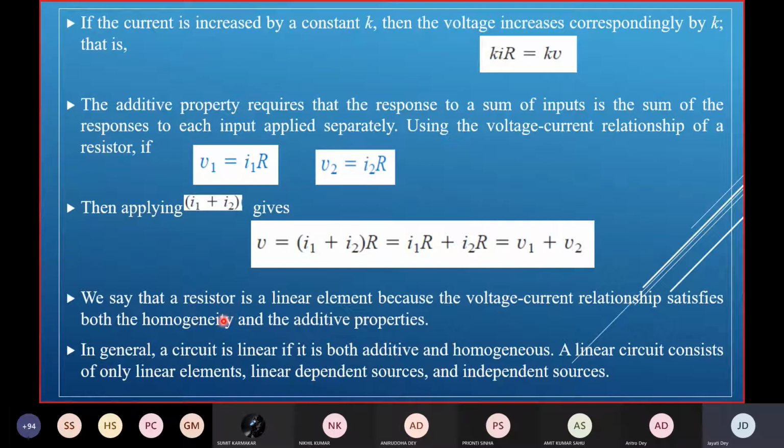So resistor is a linear element. Not only that, inductance and capacitance are also linear elements. Now, can you give any example of a unilateral element? Resistance, inductance, capacitance are all bilateral. Can you give any example of a unilateral element? PN junction diode. Diode. Yes, good.